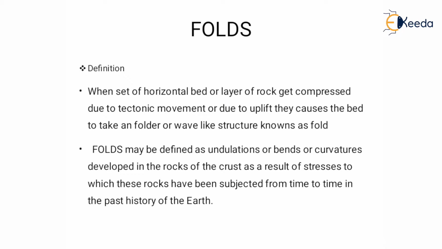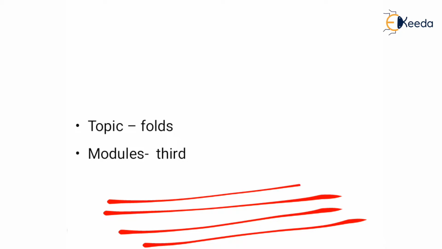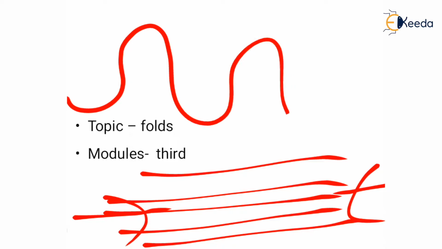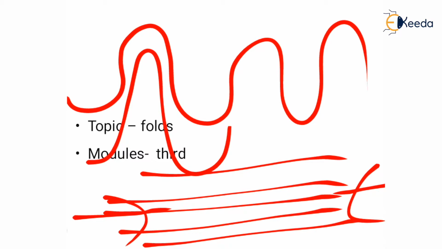See, what is a fold? Before going to the definition, just understand what a fold is and how it is formed. Basically, the Earth is made up of horizontal layers. Because of the impact of compressive pressure, which develops internally in the Earth because of tectonic plate movement, these horizontal layers get bent and form a wave-like structure, and this wave-like structure we call a fold.